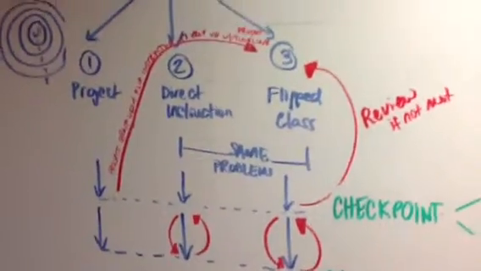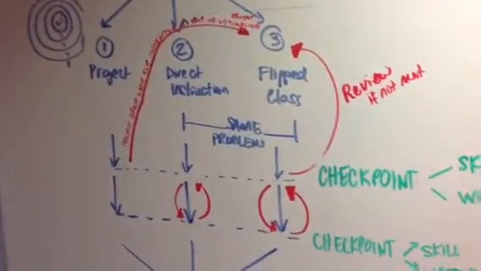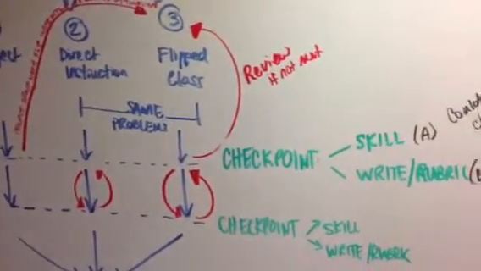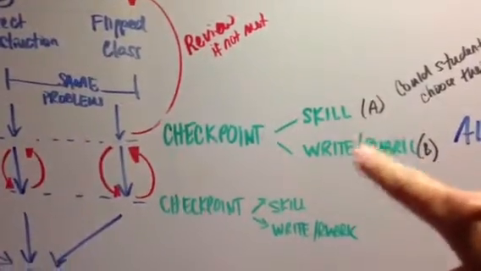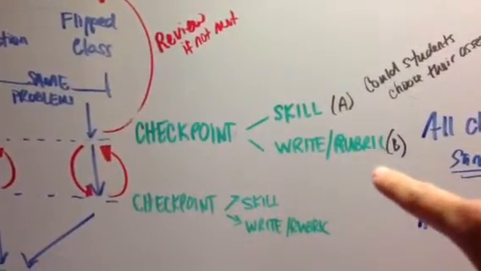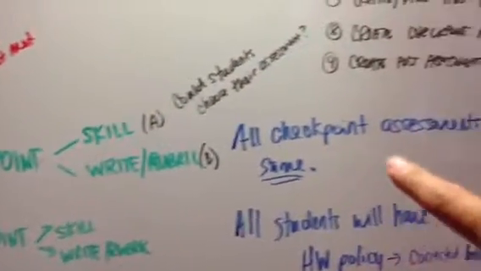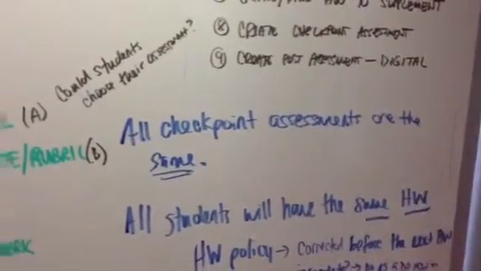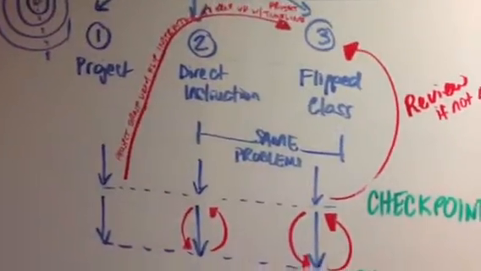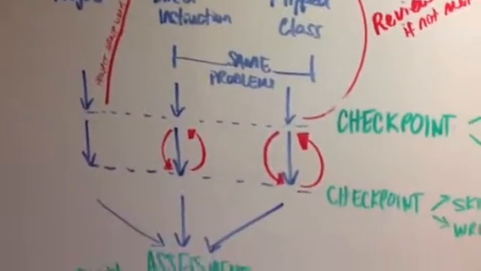We're going to continue, for example, through our units, and there's going to be a checkpoint right here. And in the checkpoint, there's going to be a skill portion, there's also a writing portion graded on a rubric. All checkpoints are assessed, and they are the same. So whether they're the project group or the direct instruction group or a flip group, they're taking the same assessments.